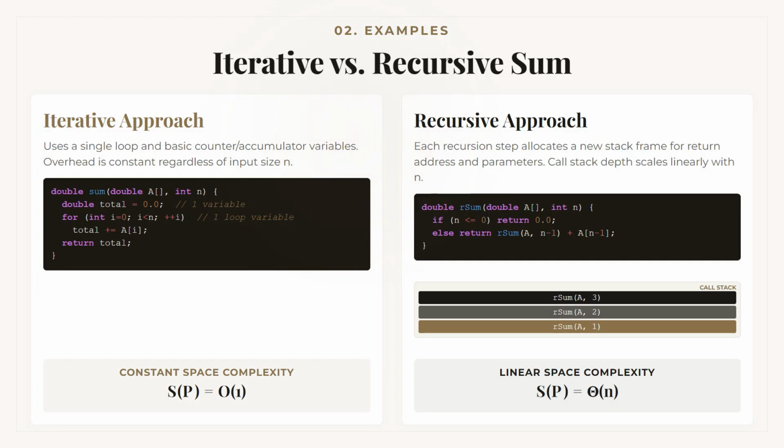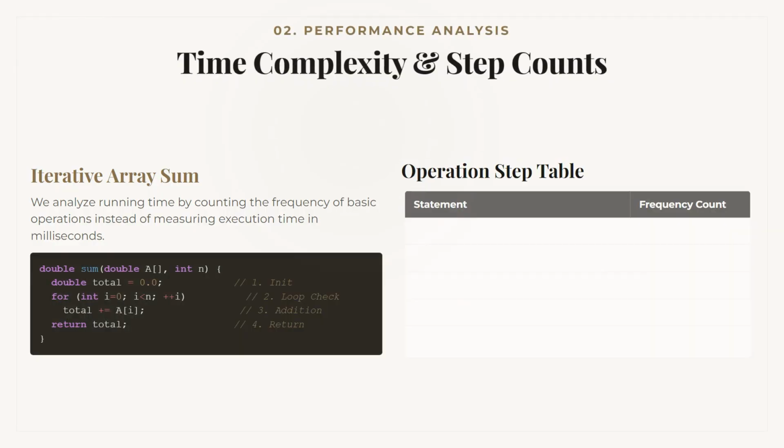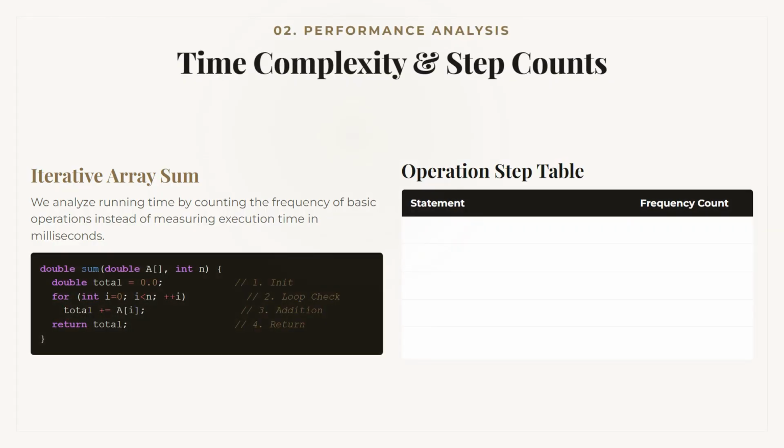Let us now move to time complexity. Time complexity measures how the running time of an algorithm grows as the input size increases. Since actual execution time depends on hardware and software factors, we analyze algorithms by counting the number of fundamental operations they perform. This process is known as step count analysis.